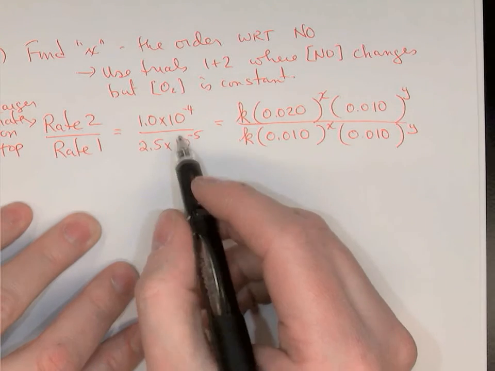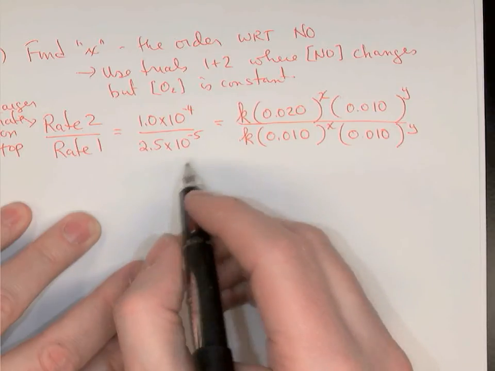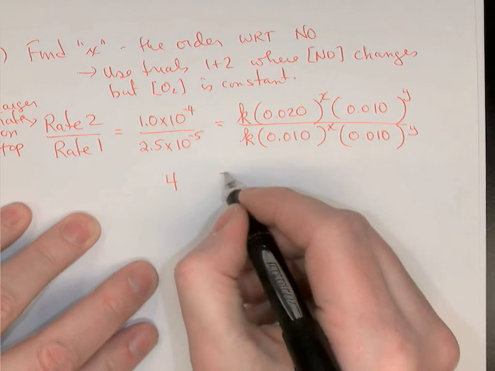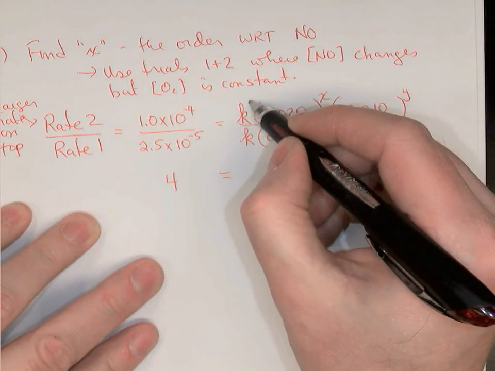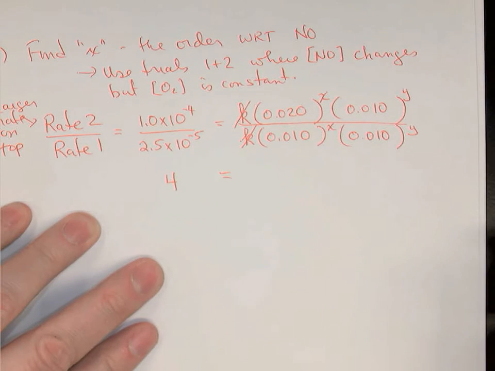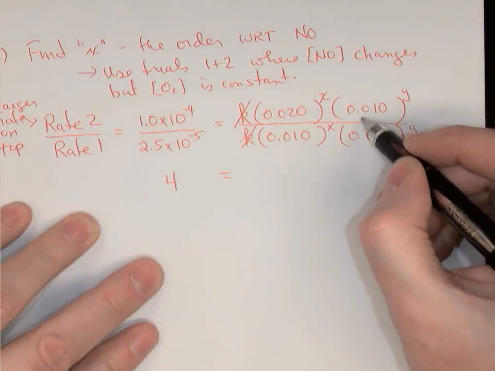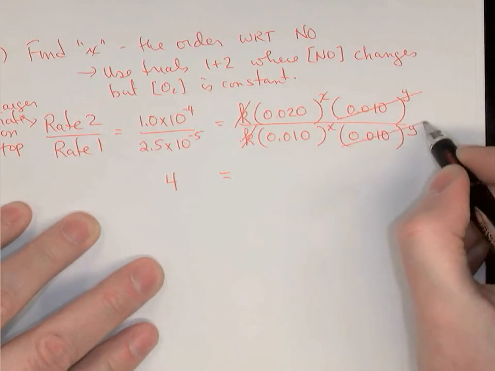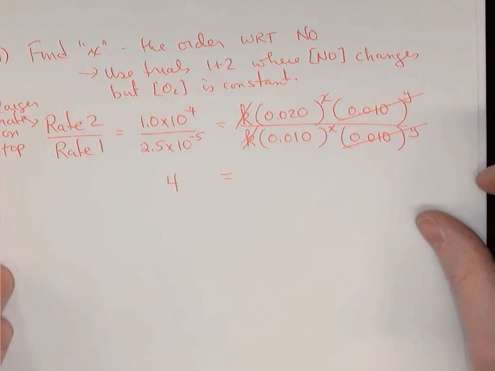Now, if you grab your calculator and divide the two rates, 1 times 10 to the minus 4 divided by 2.5 times 10 to the minus 5, you should find that that is equal to 4. And now look at what happens by dividing like this. Your rate constants will cancel. K divided by K is just 1. And then because the concentration of oxygen was not changing, we can also cancel 0.01 to the power of Y on top and 0.01 to the power of Y on the bottom. What that leaves us is 0.02 to the power of X divided by 0.01 to the power of X.